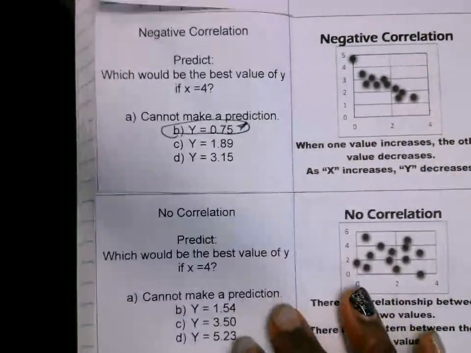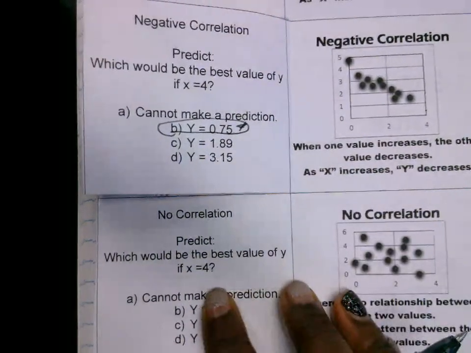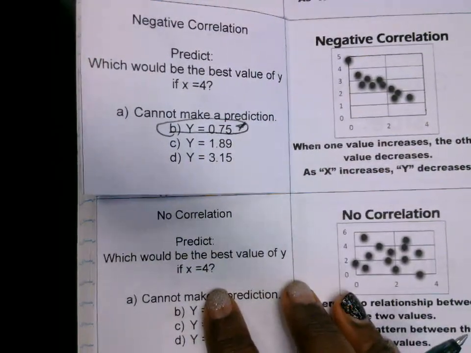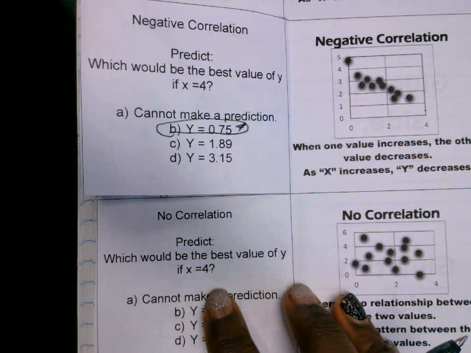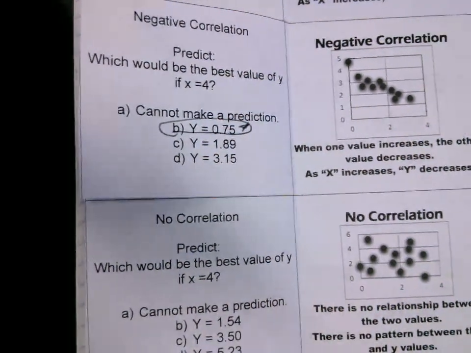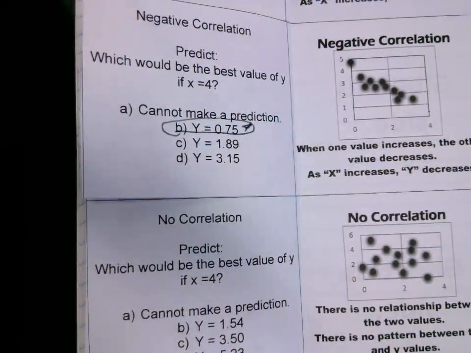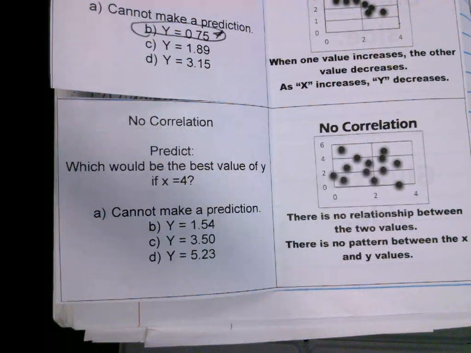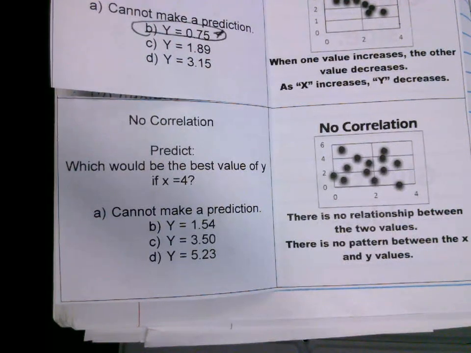A, no correlation. All right. Predict which would be the best y value if x is equal to 4. Pause for the call. Circle the best answer. All right, raise your hand if you chose A. Okay, yeah, it's A.